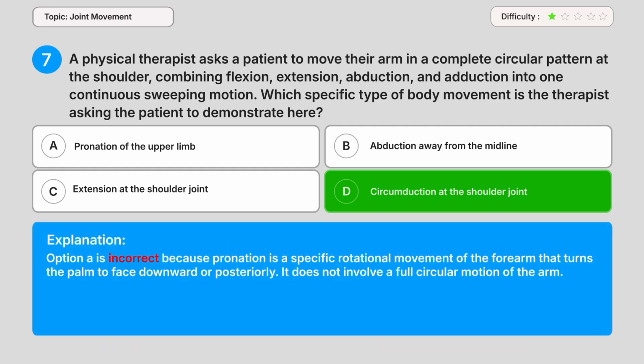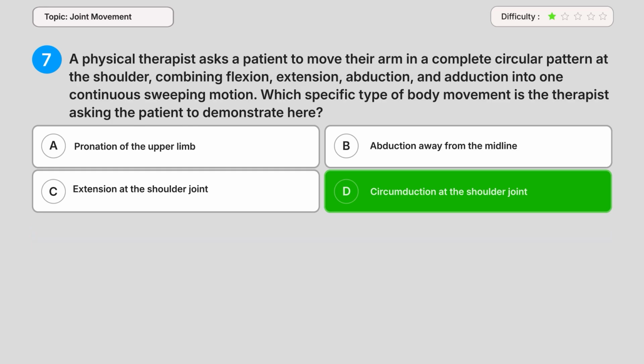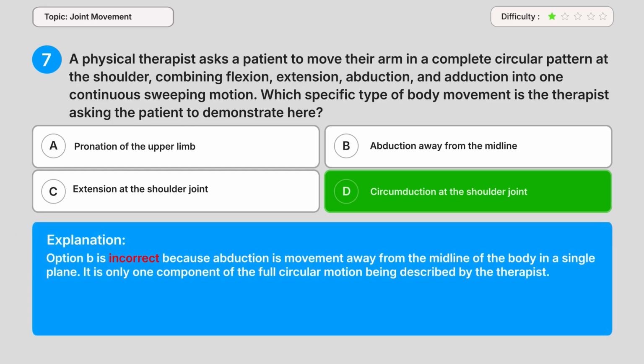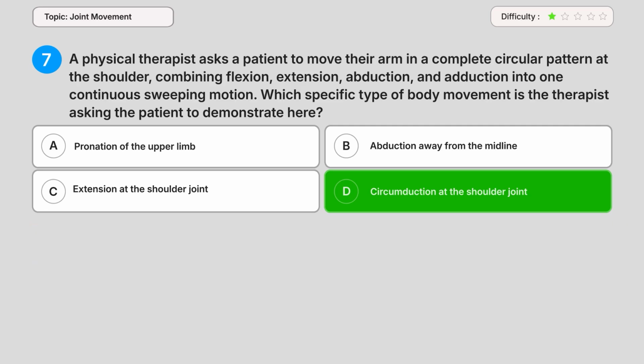Option A is incorrect because pronation is a specific rotational movement of the forearm that turns the palm to face downward or posteriorly and does not involve a full circular motion of the arm. Option B is incorrect because abduction is movement away from the midline of the body in a single plane and is only one component of the full circular motion being described by the therapist.